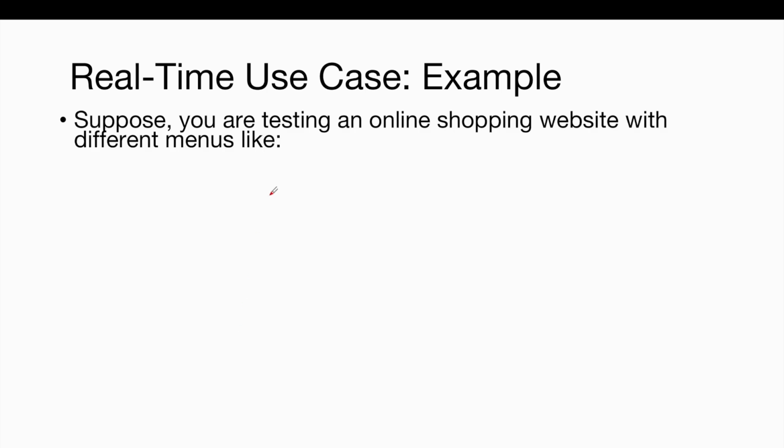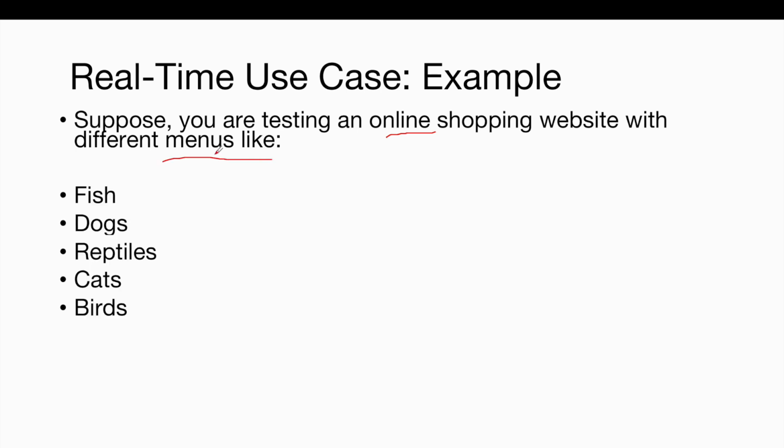Let us understand with a real-time use case. Imagine you are testing an online shopping website which has different menus. In the JPetStore, we have seen different product menus like fish, dog, reptile, cat, birds, etc. Based on a certain condition, I want to test one of these. If my switch value is 0, this will get executed. If my switch value is 1, this will get executed. If switch value is 2, it will get executed. Switch value 3, then this will get executed. Switch value 4, this will get executed, like this.